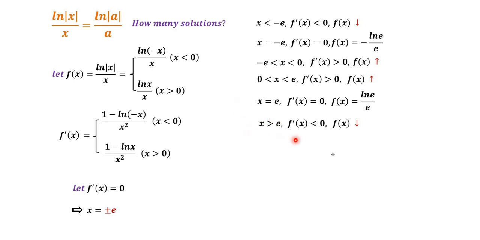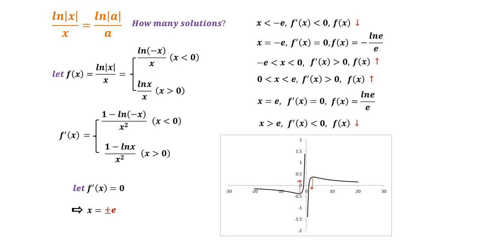With these discussions, we get a general idea of what the graph of f(x) looks like. Here I just directly bring up the graph of f(x). It's something like this. Here in this range it decreases, and when x is equal to -e, here is a local minimum, and then it increases in this range. Again, on the positive side, it increases in this range, and here is a local maximum when x is equal to e, and then it decreases in this range.